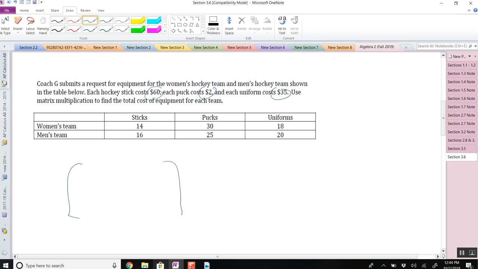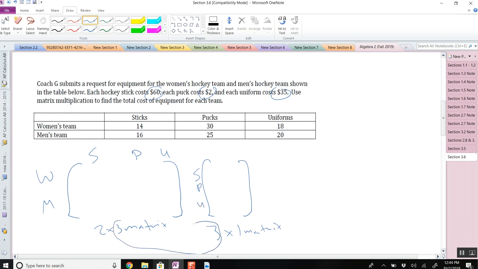I'm going to make myself a 2 by 3 matrix. Yeah, 2 by 3 matrix. Women and men, sticks, pucks, and uniforms. And I'm going to make a 3 by 1 matrix with the cost, but I want to make sure I go in order. So sticks, pucks, and uniforms. That way things are going to match up very nicely. Notice how we have a dimension match. The columns of the left matrix will equal the rows of the right matrix.